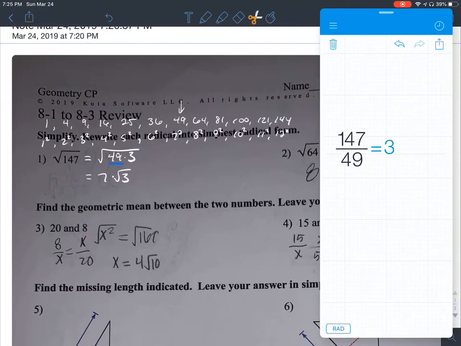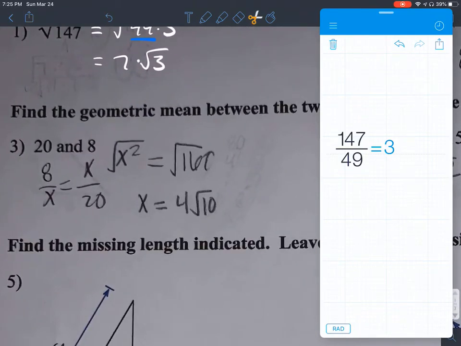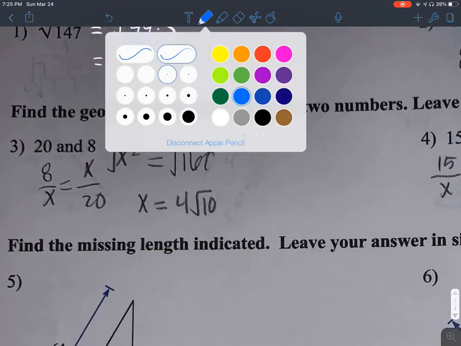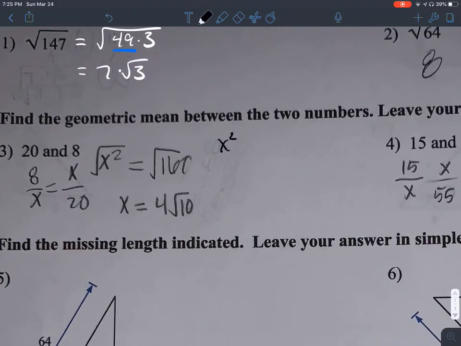But let's check out number 3, doing this same method. Then I'll go back and use the other method. So you're trying to find the geometric mean. So you got x squared equals 20 times 8. So x squared is going to be 160. So if you use the method I was just showing you, x is going to be the square root of 160.